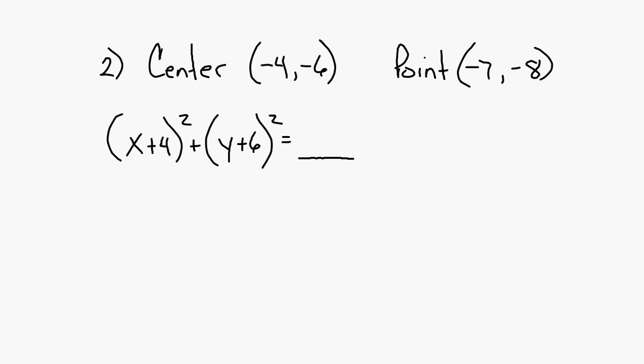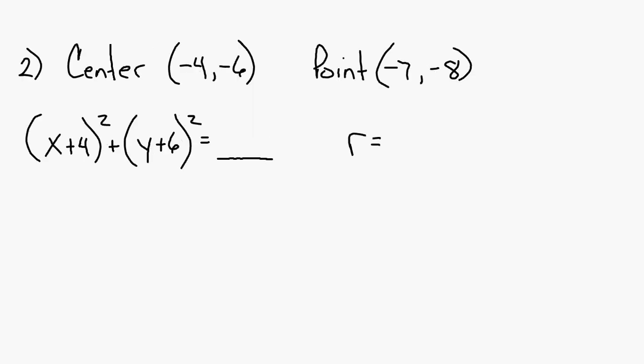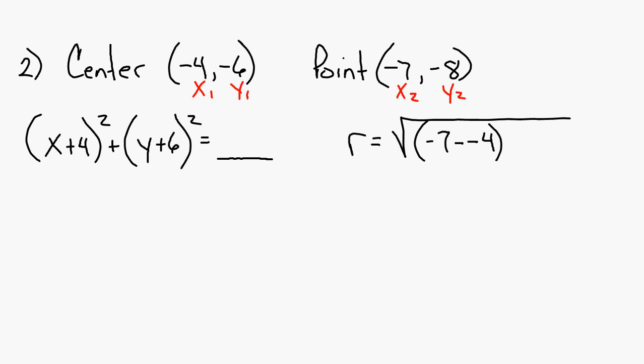the radius squared. And we said the other day that the radius is equal to the distance from the point to the center, or from the center to a point on the circle. So you use the distance formula. This is your x sub 1 and your y sub 1. This is your x sub 2 and your y sub 2. And the distance formula says that x sub 2 minus x sub 1 squared plus y sub 2, which is -8 minus -6 squared.